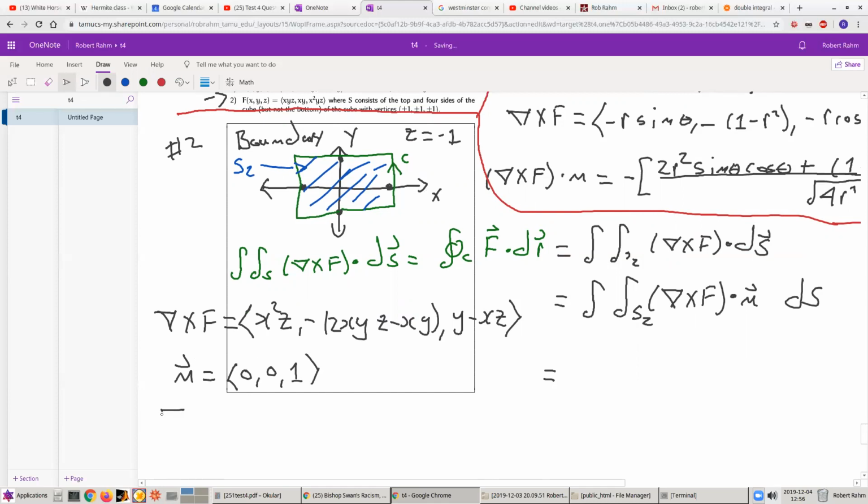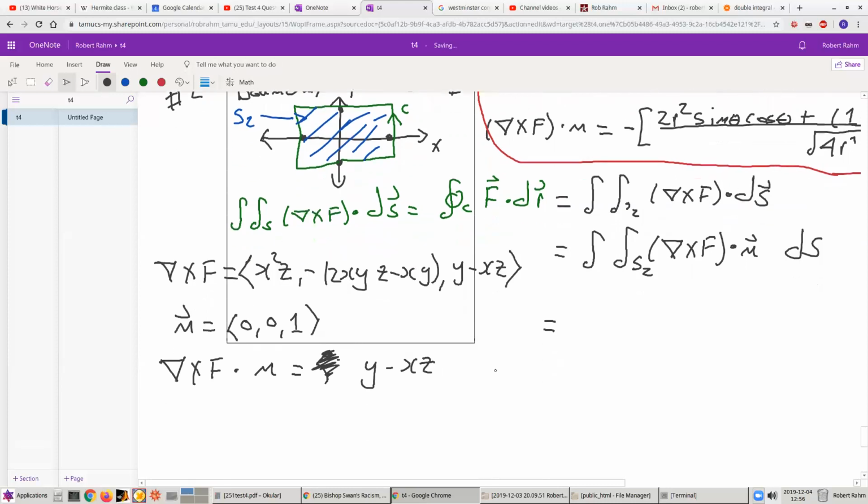So what this tells us is that the curl of F dotted with n is just equal to, I didn't mean to put the bracket there. Let me just get rid of this. This is equal to y minus xz.